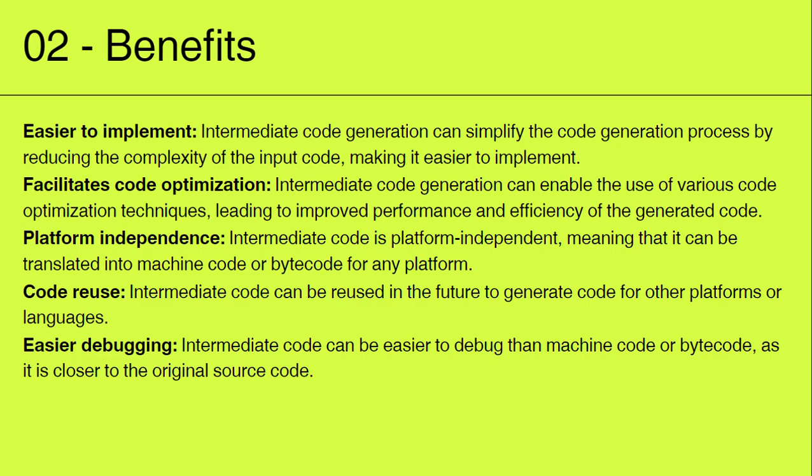Platform independence. Intermediate code is platform independent, so it can be translated into machine code or bytecode for any platform. Code reuse. Intermediate code can be reused in the future to generate code for other platforms or languages. Easier debugging. Intermediate code can be easier to debug than machine code or bytecode, as it is close to the original source code.